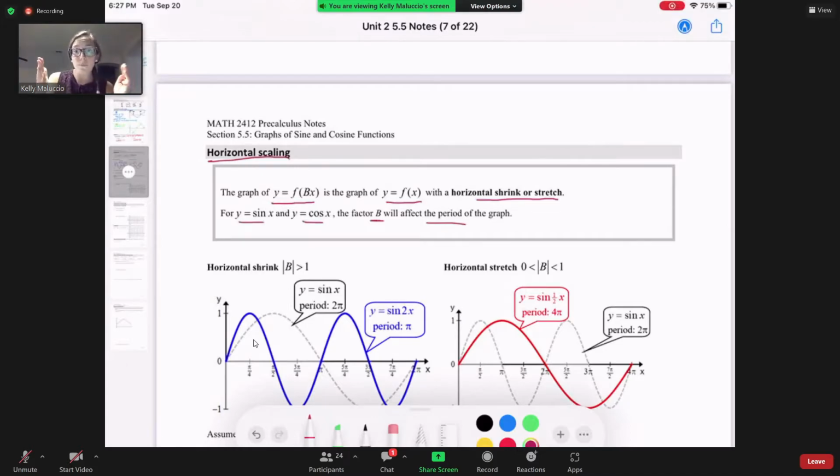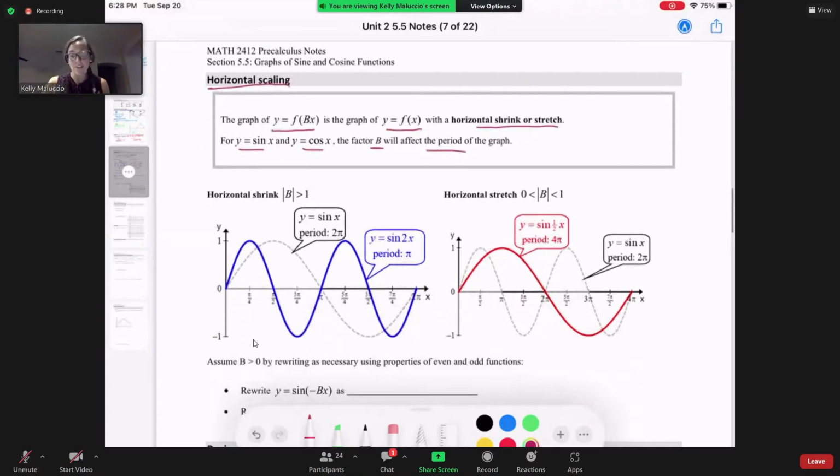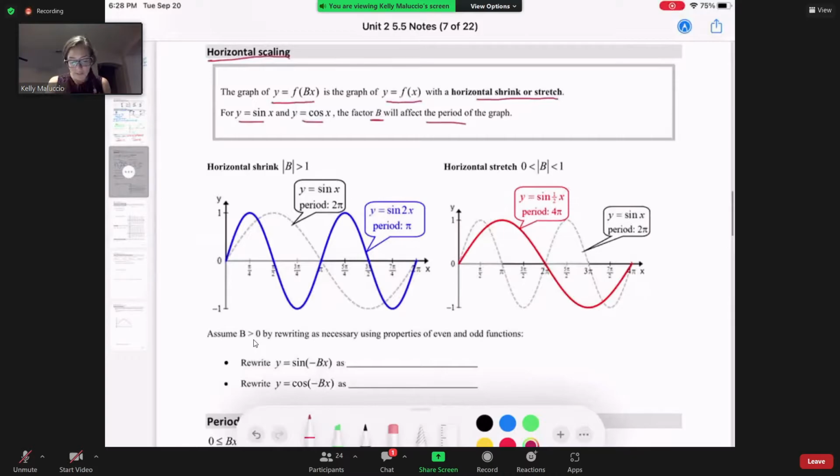So before, for a vertical stretch, the period stayed the same because my zeros were the same. In this case, because we're stretching and shrinking horizontally, my period might be way wider or much less, right? It's going to depend on this number. And they show you here a horizontal shrink.